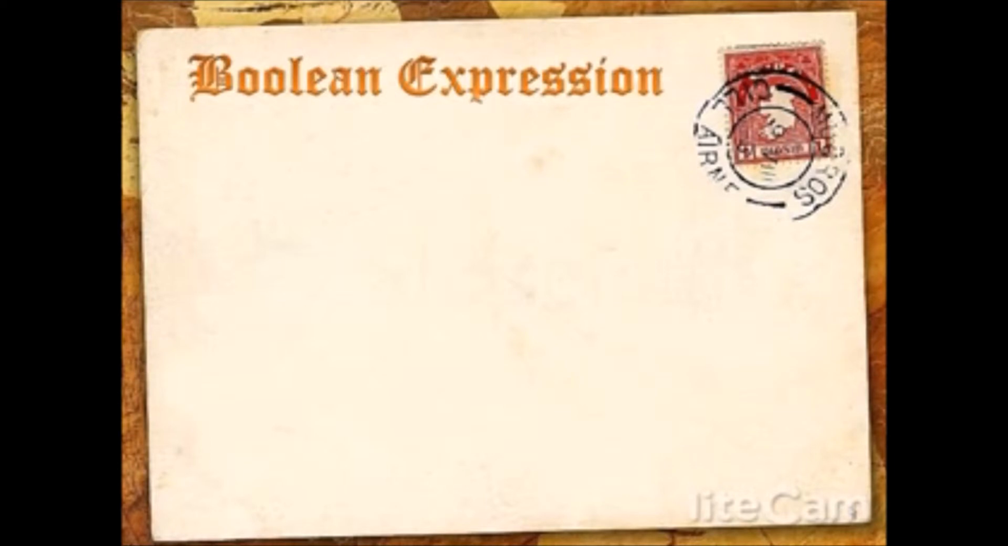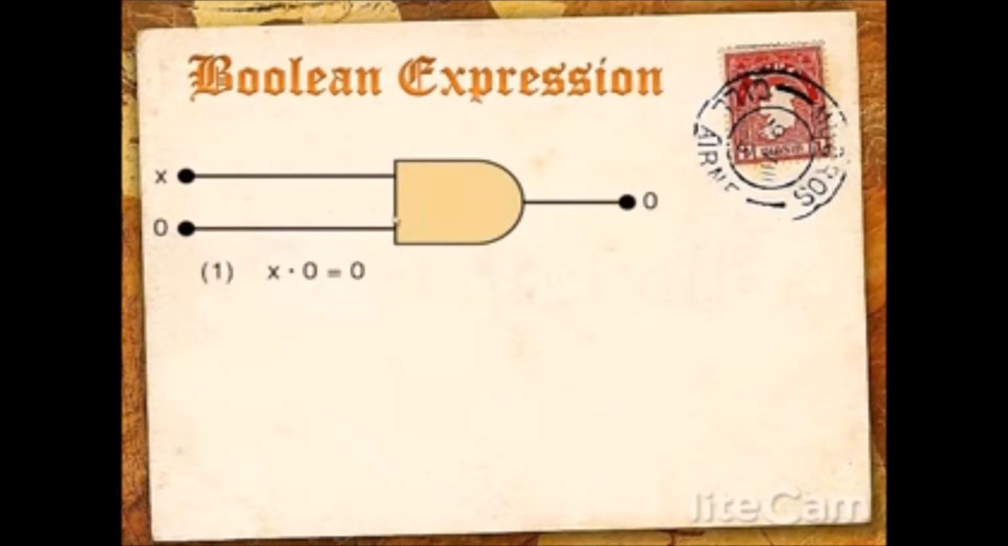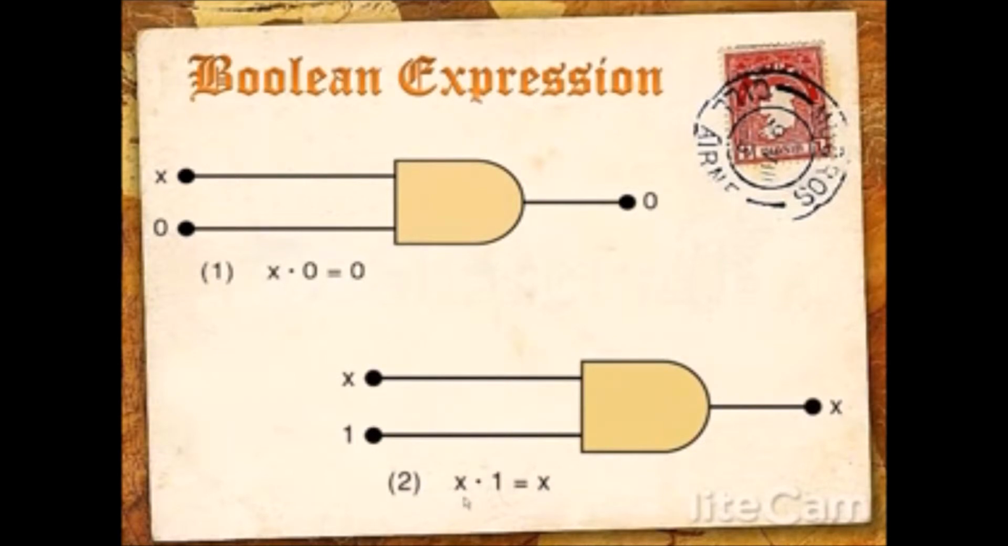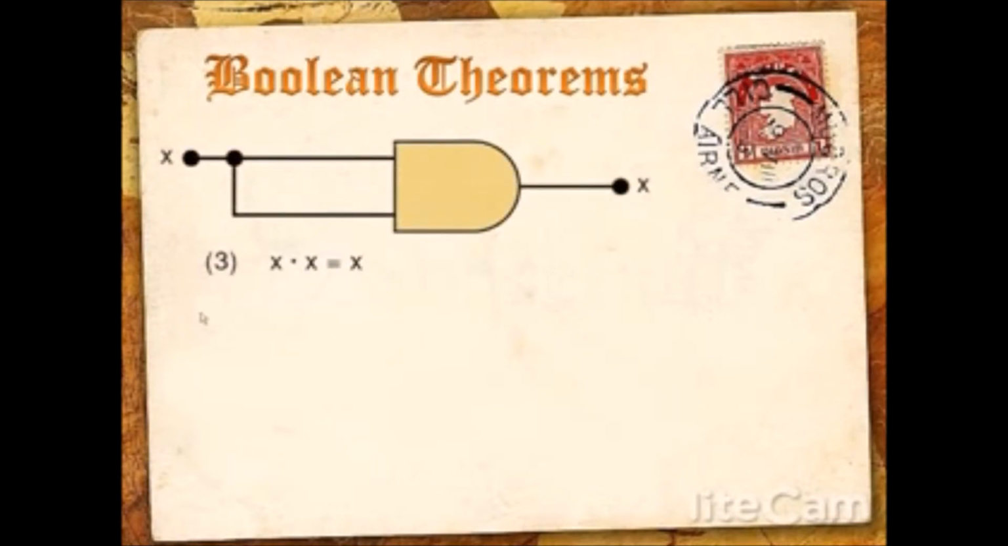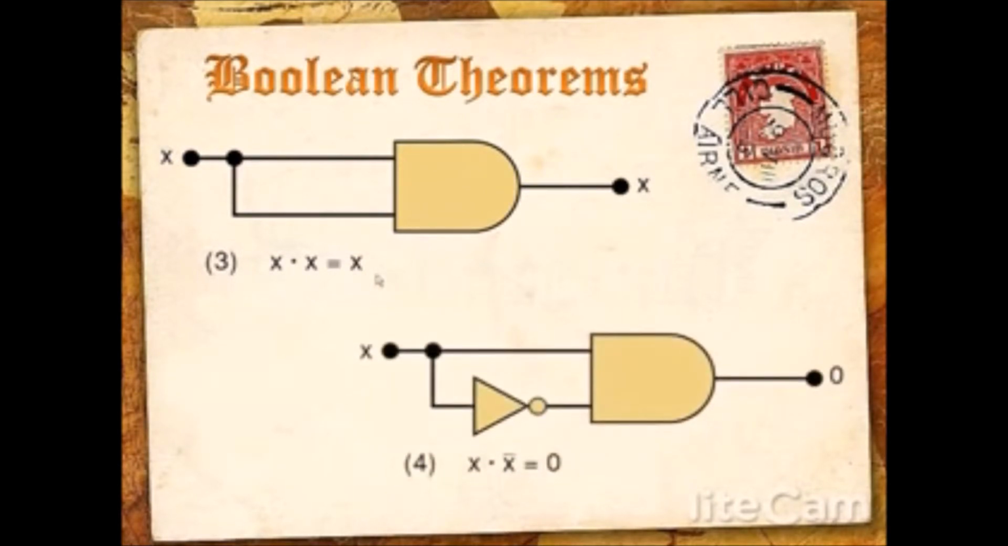Okay, now we'll be talking about Boolean theorems, the 17 Boolean theorems that can help to simplify logic expressions. So the first theorem states that when x is multiplied with 0, the output will be 0. The second theorem states that when x is multiplied with 1, the output will be x. Theorem 3 states that when x is multiplied with x, the output will be x. And Theorem 4 states that when x is multiplied with not x, the output will be 0.